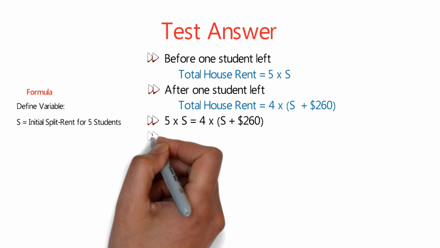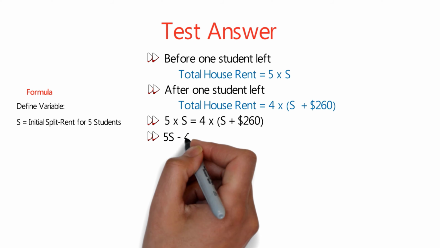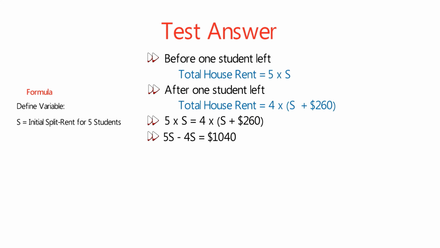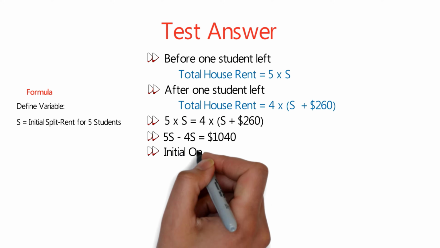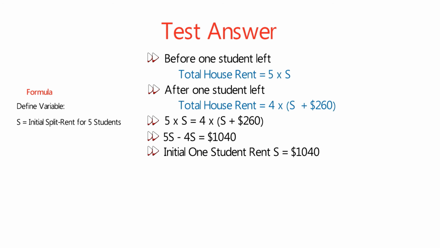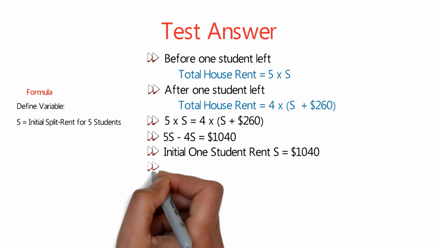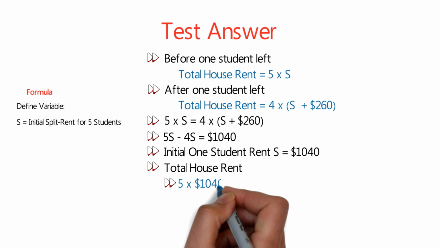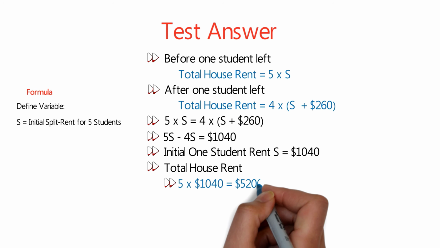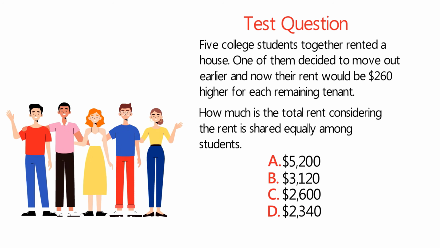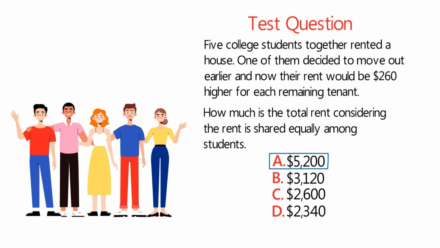Once we simplify it, we'll get to the equation 5S minus 4S equals $1,040, which means that S equals $1,040, which represents initial one student rent. To calculate total house rent, we need to multiply 5 by $1,040 and the result will be $5,200. So the answer is choice A, $5,200. Hopefully you've nailed this question and now know how to answer similar ones.